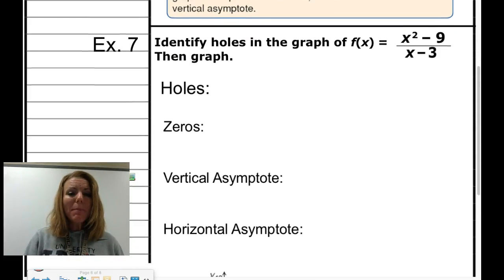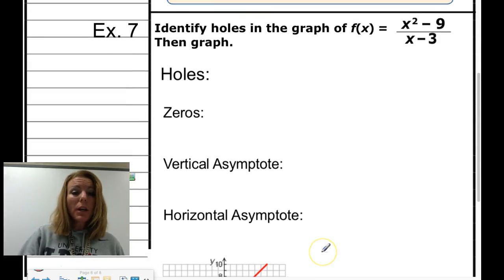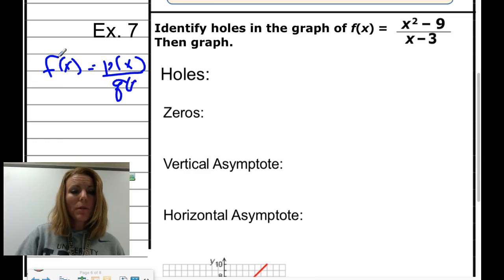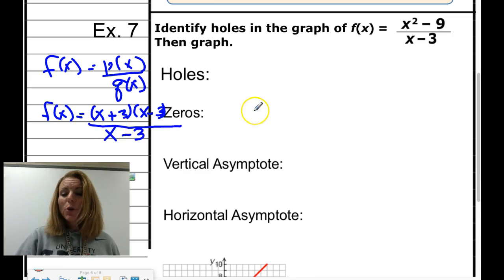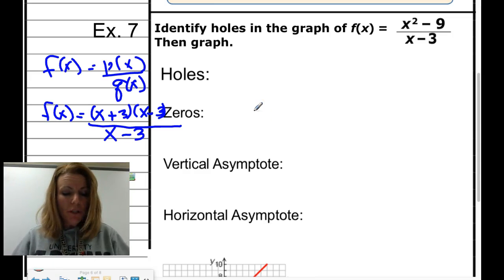So the same thing happens for example 7 here. Number 1, what I'm going to have to do is write f of x is equal to p of x over q of x. And I'm going to factor over here. So we have x squared minus 9. That is going to be x plus 3, x minus 3, all over x minus 3. So first thing I'm going to do is talk about the zeros. Let's talk about that first because we're used to that.